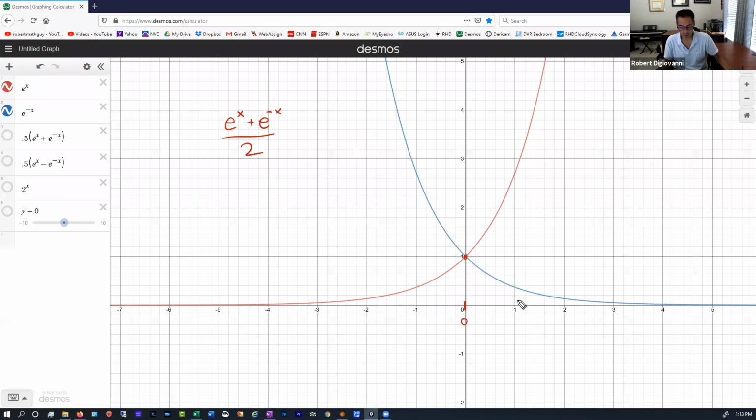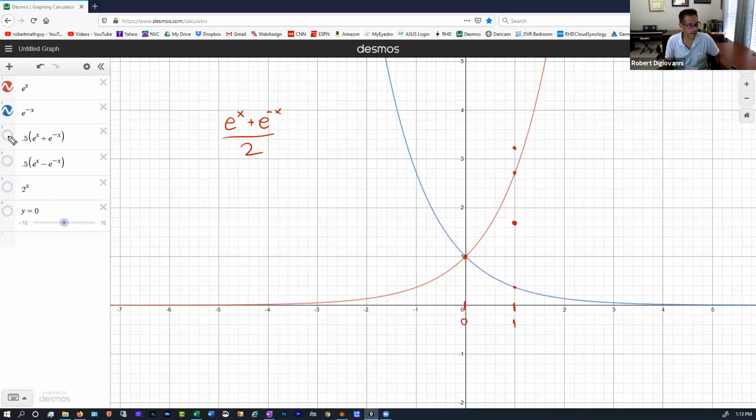Okay, let's do it, say we plugged in 1. We plug in 1 to the blue one, we'd be here. If we plug in 1 to the red one, we'd be here. If we add those up, we'd be somewhere about here. If we take half of that, we'd be about here. Okay, and we do that for all the points.